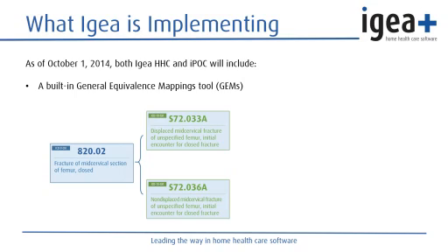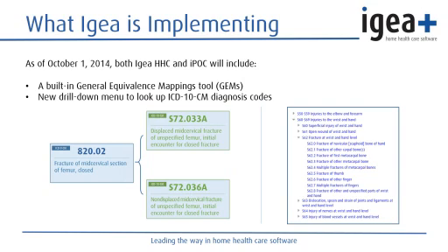Another cool feature being implemented in both IPOC and Igea HHC is an alternate drill-down search for ICD-10 diagnosis codes. This image on the right-hand side illustrates what this option will look like. We can search for diagnosis codes, chapters, or terms in the index. When we click each chapter or term, it will display the different entries and sub-entries that are contained within each one.